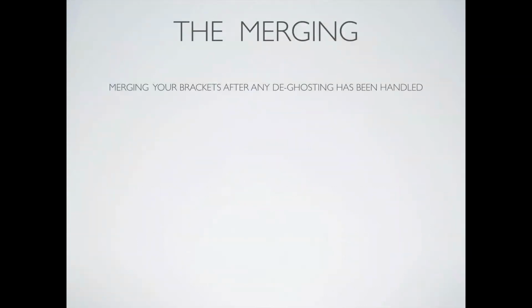So the merging process: merge your brackets after any deghosting has been handled. After we've deghosted, we can go ahead and merge our pictures in our application, whether it's in Photoshop or in programs like Photomatix or Nik software or other third-party software. Select all of the brackets and merge. Merge the images into a 32-bit file.